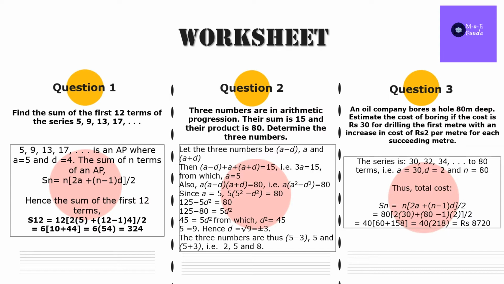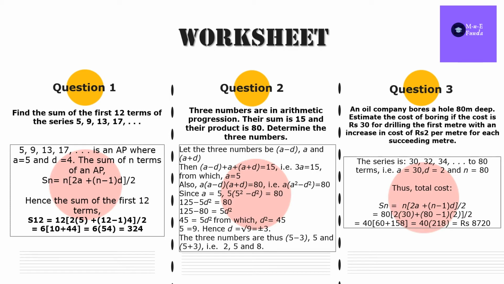Now go to question number 2. Three numbers are in arithmetic progression. Their sum is 15. Their product is 80. Determine the three numbers. Instead of writing the first number a, we can write the first number like a minus d. Second term is a and third term is a plus d. Now putting the values of a minus d, a and a plus d, that is equal to 15 here. So here a equal to 5.